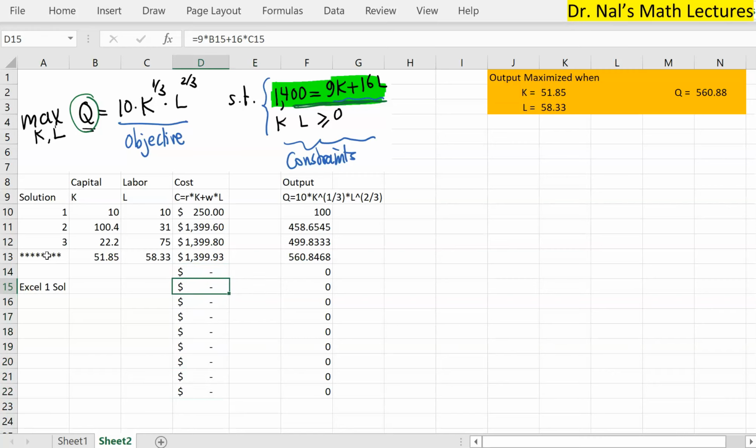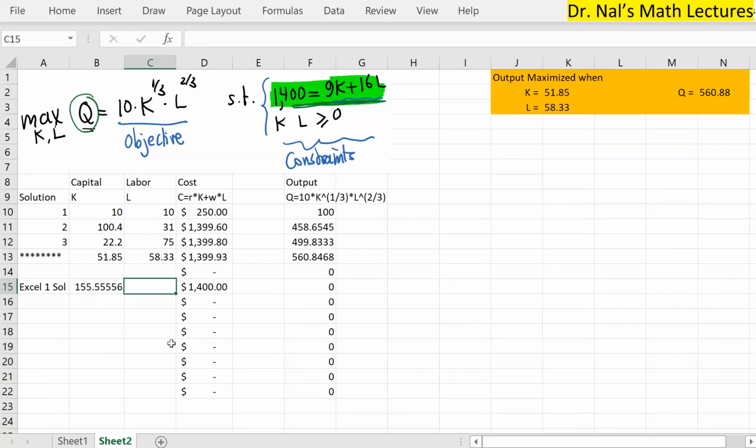Because I want the cost to be exactly 1,400, I can express capital in terms of labor. This time, let's switch them. So I can move that 9K to the left-hand side. 1,400 minus 9K is equal to 16L, and further divide by 16. So L would be 1,400 minus 9K, all divided by 16. No, I need to write K in terms of L. So 1,400 minus 16L, 16 times L is this number, all divided by 9. Do you guys see that?